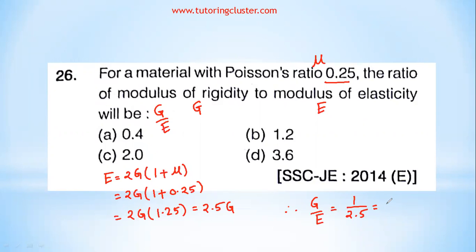So what is 1 upon 2.5? It is 0.4. Okay, so the correct answer will be A. Please remember all the relationships between different material constants. Direct formula-based questions will be there, or such types of simple numericals can be asked, right?